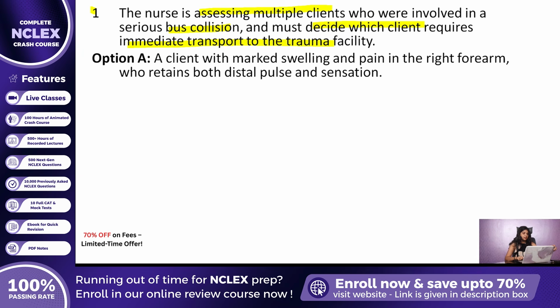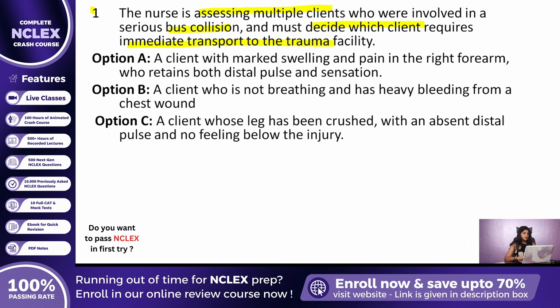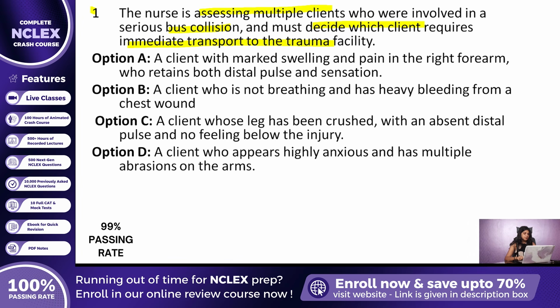Option A, a client with marked swelling and pain in the right forearm who retains both distal pulse and sensation. Option B, a client who is not breathing and has heavy bleeding from a chest wound. Option C, a client whose leg has been crushed with an absent distal pulse and no feeling below the injury. Option D, a client who appears highly anxious and has multiple abrasions on the arms. The correct answer is option C, a client whose leg has been crushed with an absent distal pulse and no feeling below the injury. Now, let me explain why this is the correct choice.